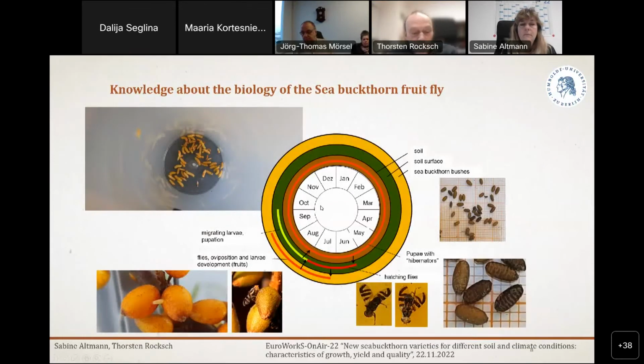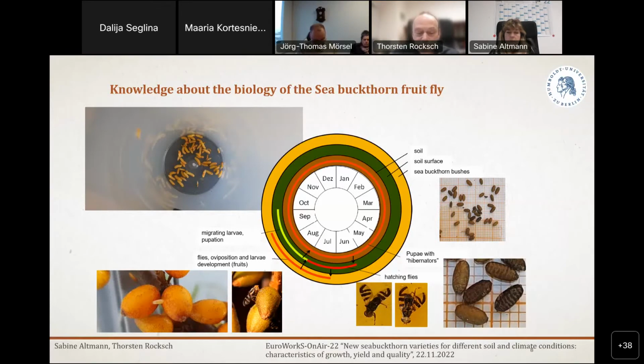Within the circle, you can see the months of the year, as well as different colored soil and soil surface and sea buckthorn bushes. The pupae overwinter in the soil at a soil depth of 2 to 5 centimeters, and it was found that some pupae are darker colored. You can see it here. These are either so-called overlayers from which the flies hatch a year later, or also pupae which are parasitized.